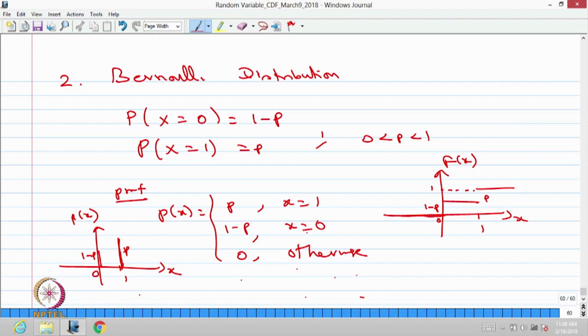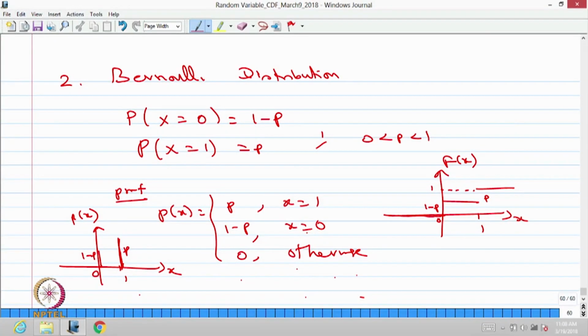A discrete type random variable with the probability mass function of this form, we call that random variable Bernoulli distributed. Always p has to be in the open interval 0 to 1. If p is equal to 0 or 1, then it becomes a constant. Therefore, it has to be always the open interval 0 to 1, which gives a Bernoulli distributed random variable x.